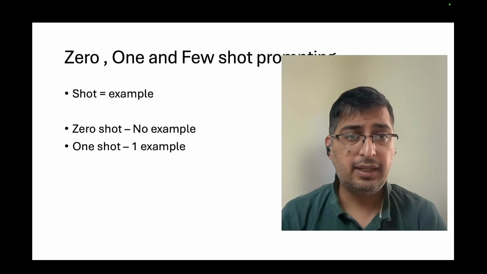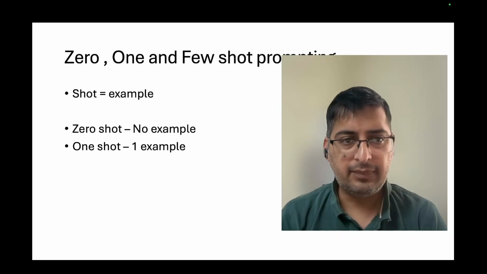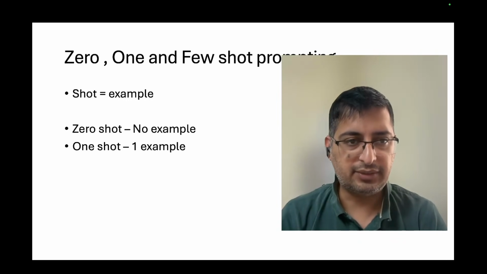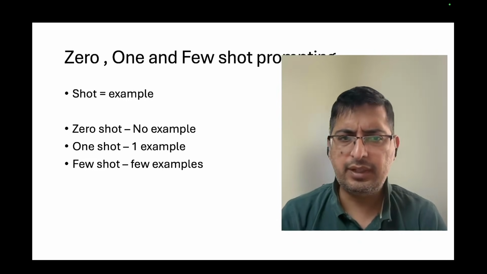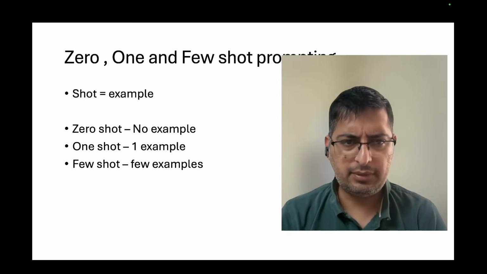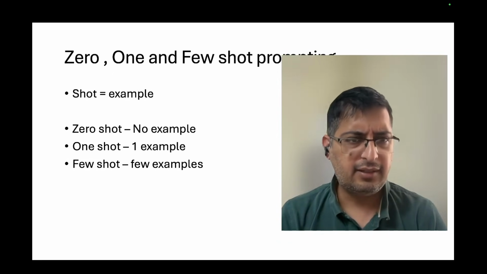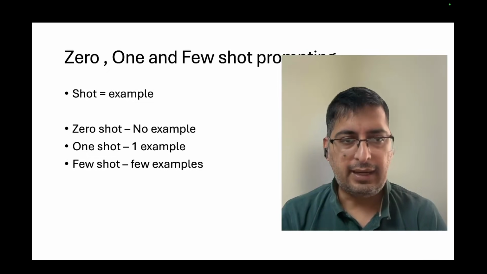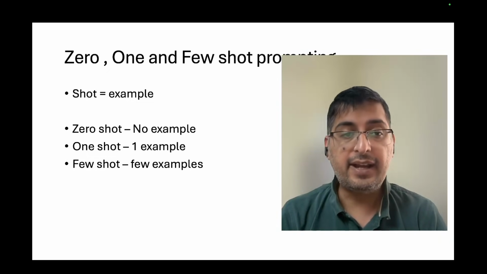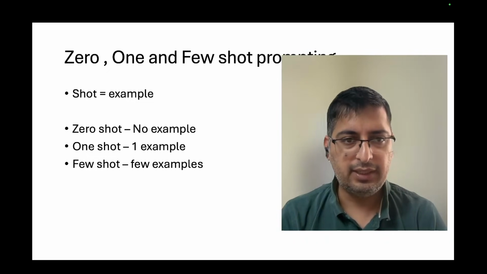In one-shot prompting, I give one example to the LLM and ask it a question. The LLM learns from that example and gives me the answer. In few-shot prompting, instead of one example, I give a few examples, 5, 10, generally 5 to 7 is sufficient. Based on that, the LLM refines the answer it was earlier giving me and gives me a better answer. Let us see this with an example.